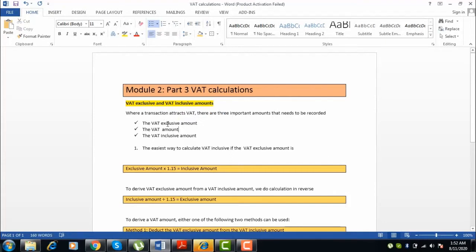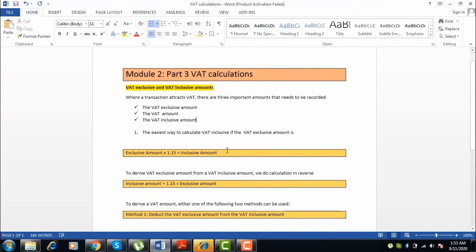So in case any of these things you've forgotten or it's your first time hearing about VAT input and VAT output, please refer to the previous videos that I have uploaded regarding this. It mustn't be that difficult. Then the VAT inclusive amount. When it includes VAT, it is VAT inclusive. Exclusive is without, inclusive is with VAT. Simple and straightforward.